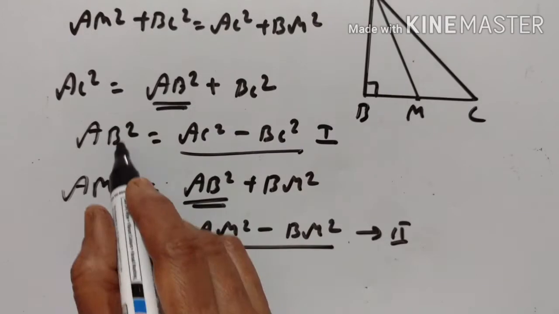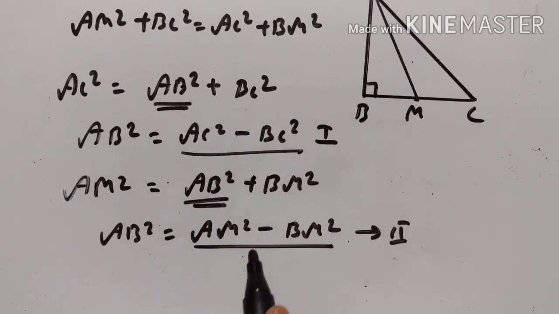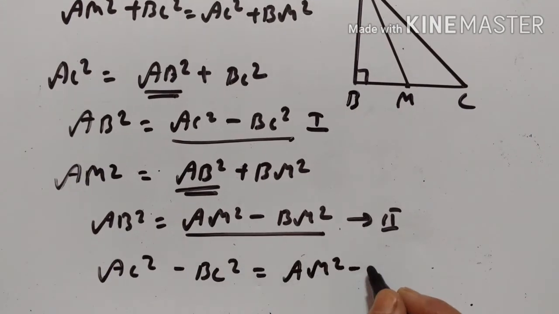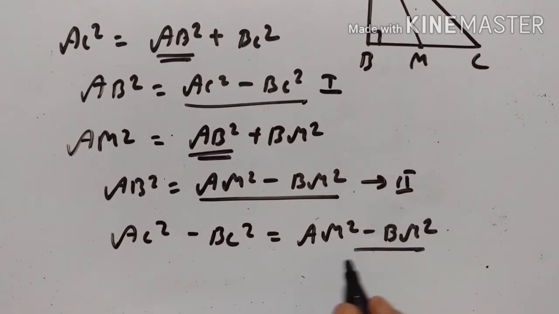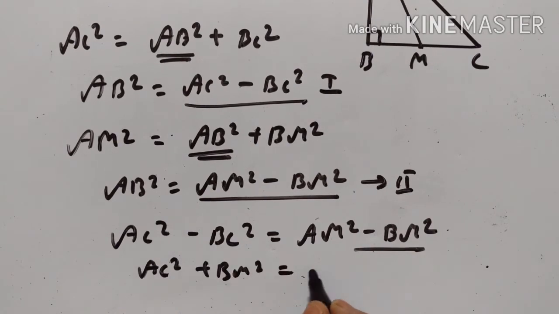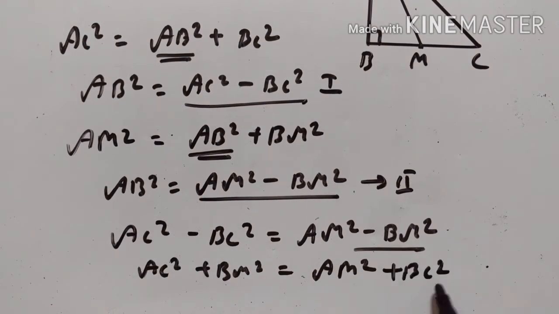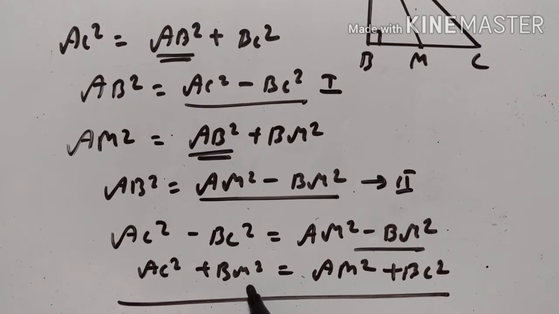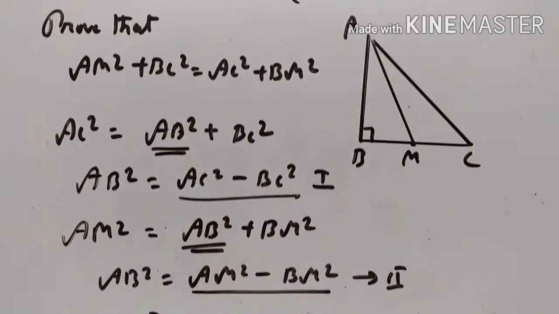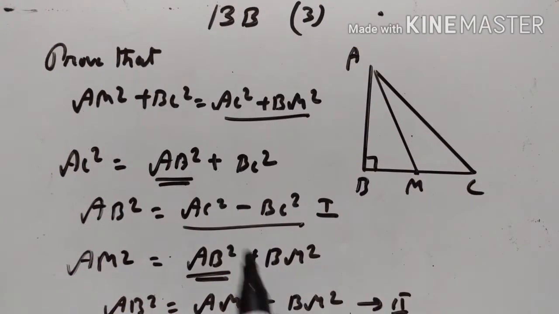Things which are equal to the same thing are equal to one another. Therefore, AC squared minus BC squared is equal to AM squared minus BM squared. Let us bring minus BM square to the left, it becomes plus BM square. So AC square plus BM square is equal to AM square minus BC square, which becomes plus BC square. So AC square plus BM square is equal to AM square plus BC square. Proved.